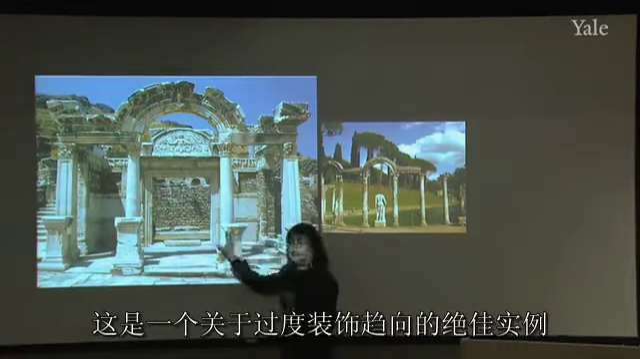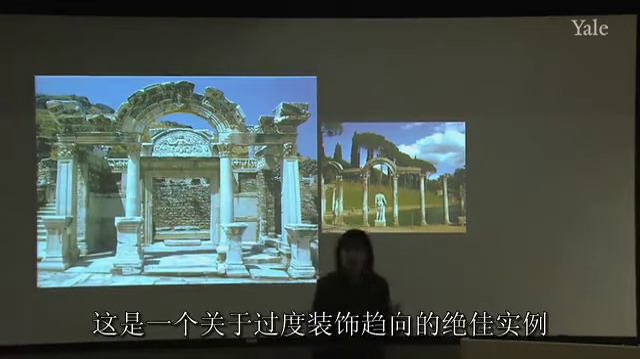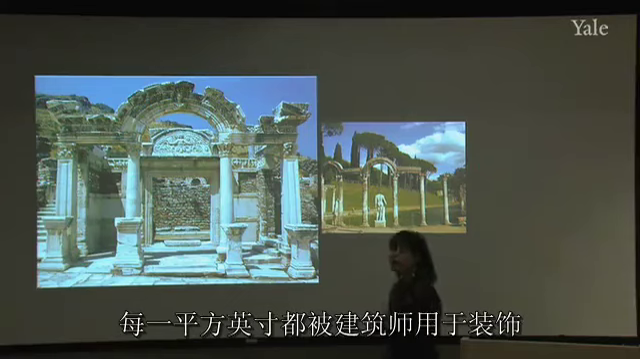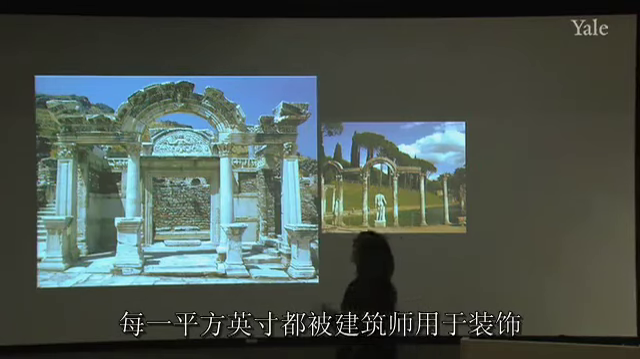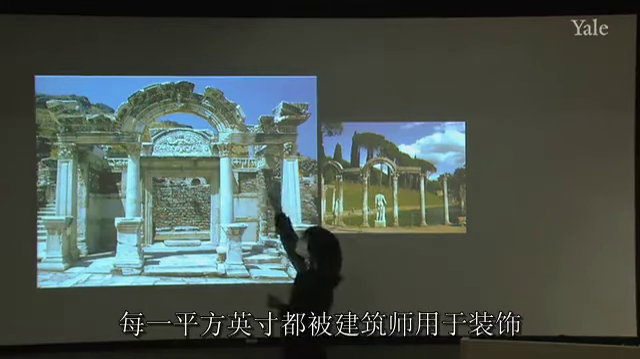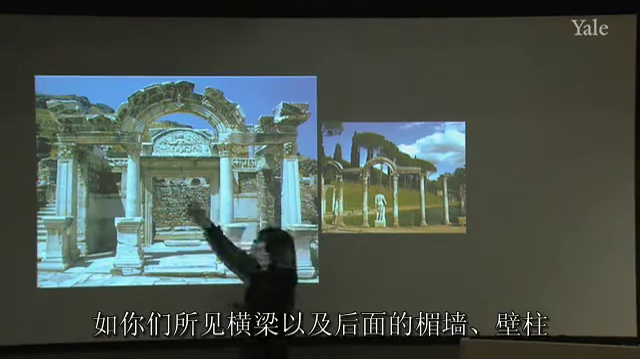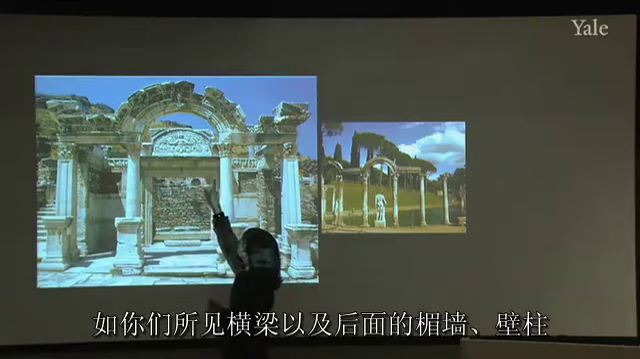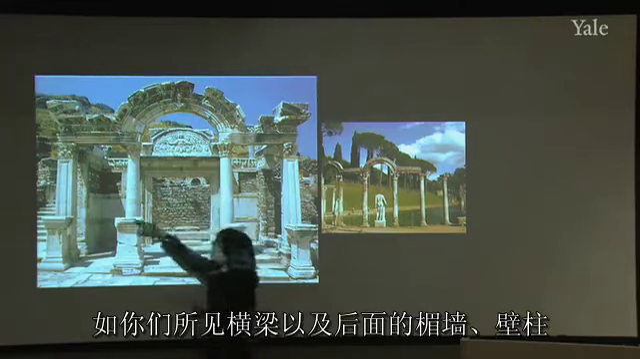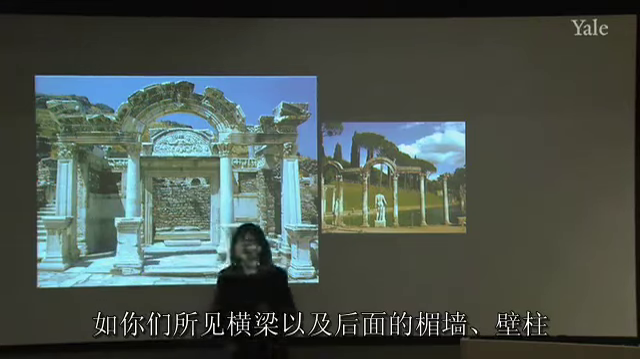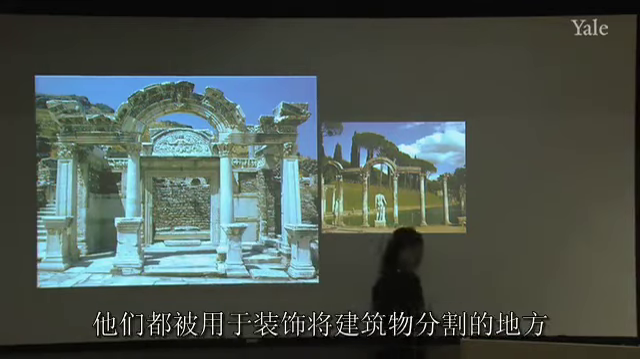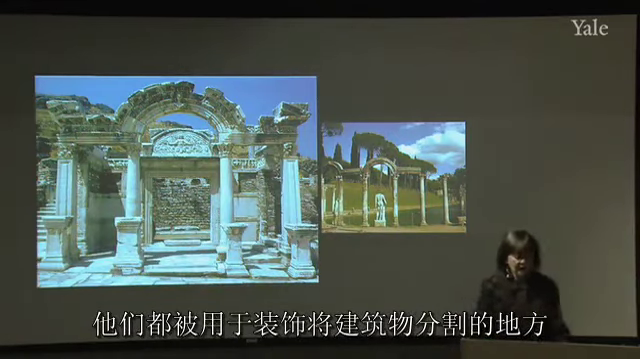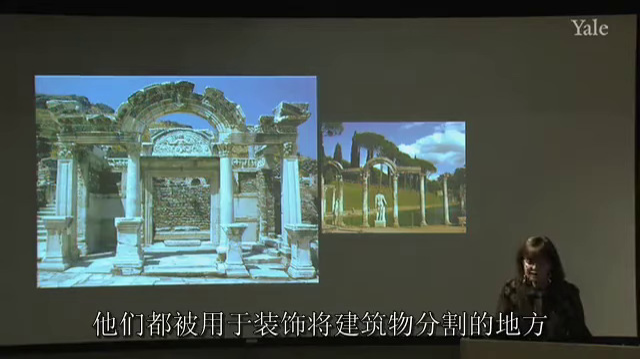This is a very good example of this interest in over-ornamentation. Every single square inch is used by the architects to decorate. As you can see, the architrave and also the lintel in the back and the pilasters in the back, all of them decorated to the point where the decoration almost dematerializes the architectural members.